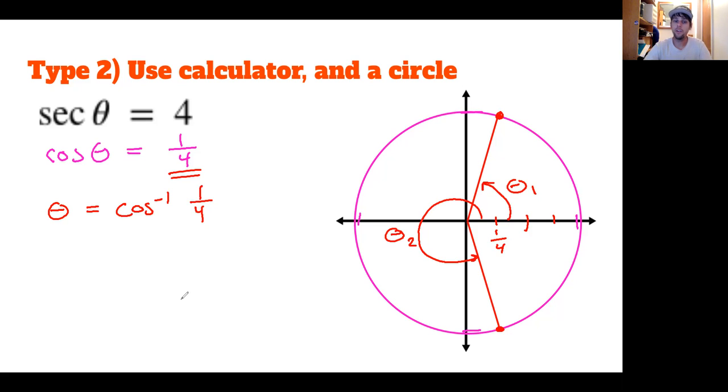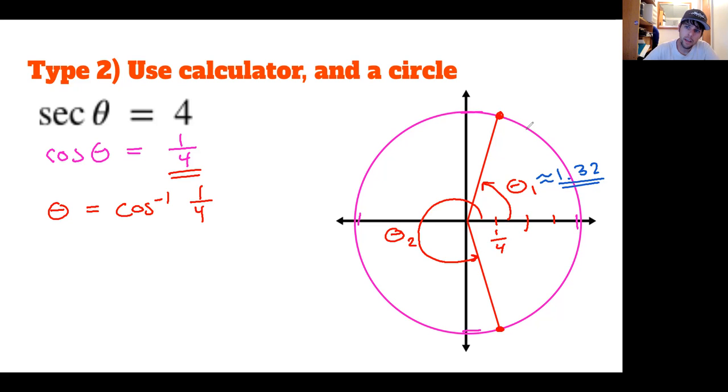When I'm using my calculator to estimate, I want to keep my answer in terms of radians. So I'm going to do that. Inverse cosine of 1/4. I found that this first angle here is approximately 1.32 radians. So that's one of my solutions here, 1.32 radians. I need to know what this one is.